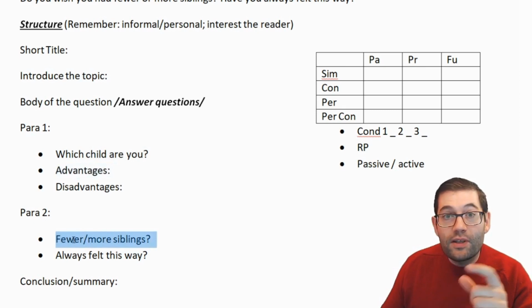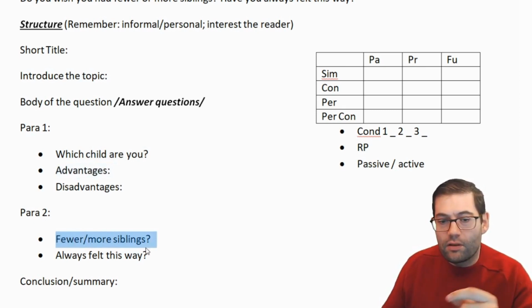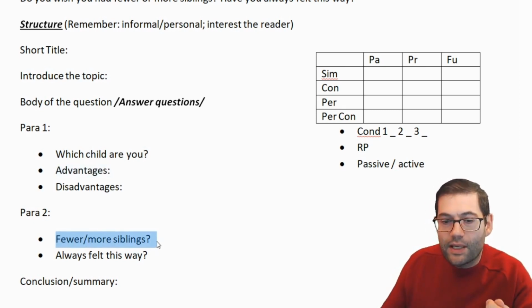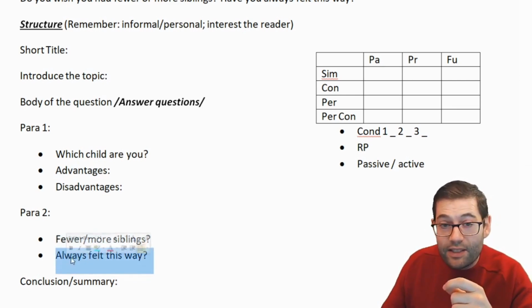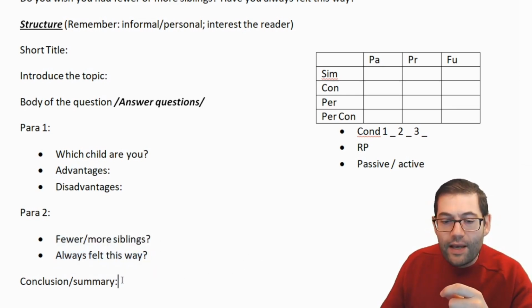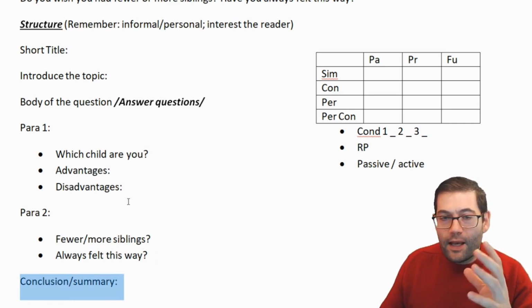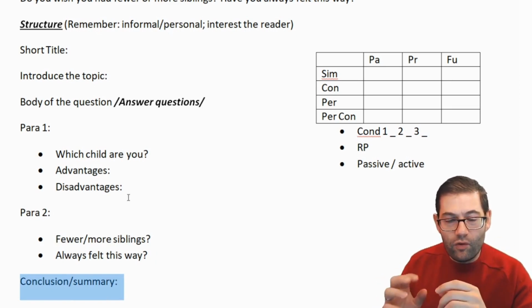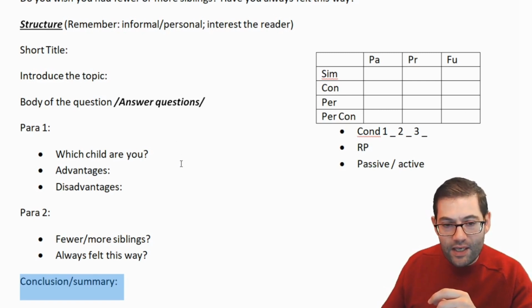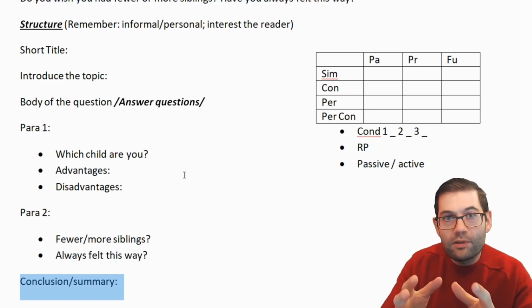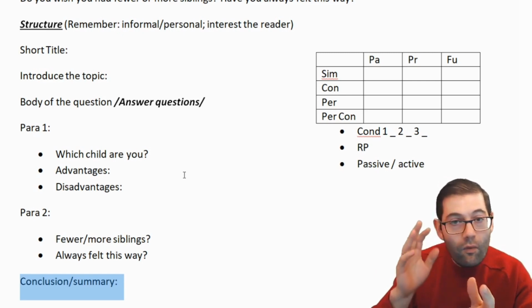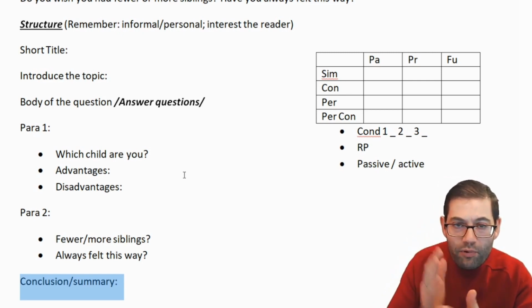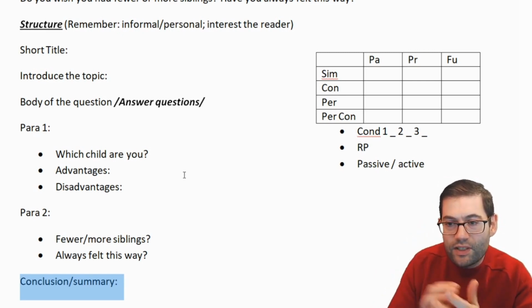Paragraph 2 would deal with the rest of the issues that you've got to include. Would you like fewer or more siblings? Have you always felt this way? And then lastly, you've got the conclusion and the summary. And that's the basic structure for the FCE article. You should be able to create something like that within a minute. If you practice your skills, you can get this down to within a minute.